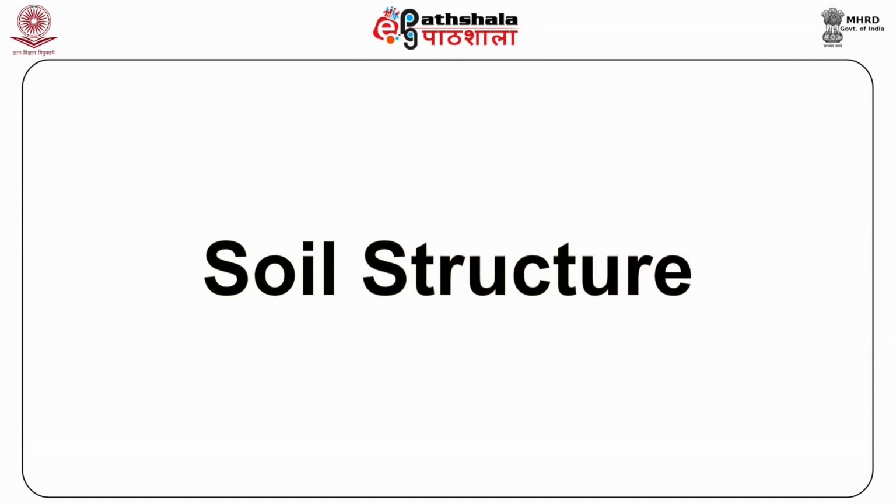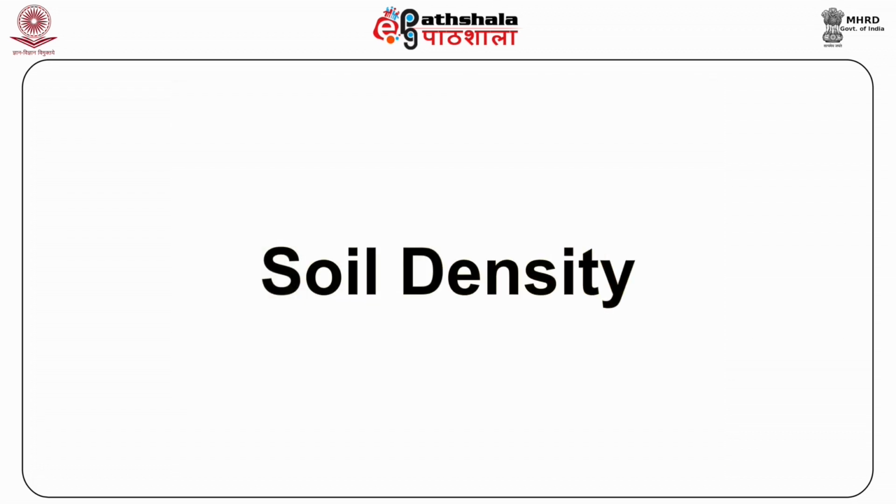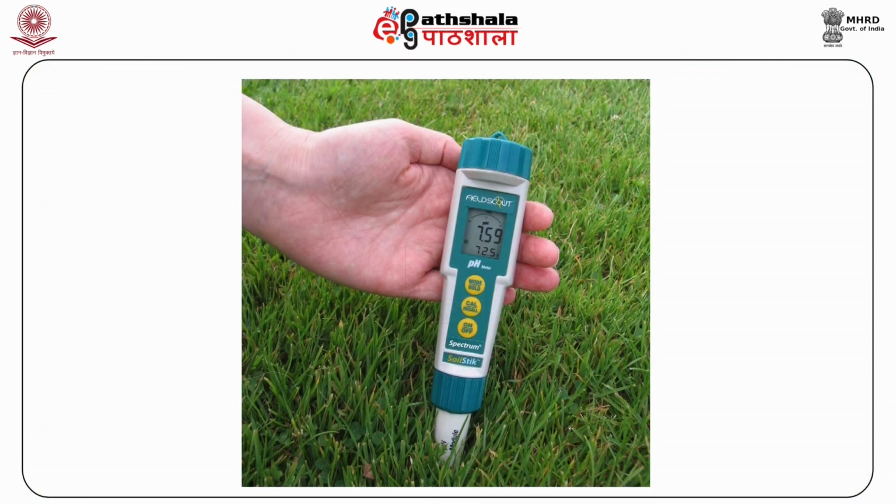Next is soil structure. The soil structure is described by shape, size, and grades of soil particles. Next is soil density. Density represents weight of soil per unit volume as gram per cubic centimeter. Degree of compaction and soil makeup greatly influence the density of the soil. Soil pH: the nature of soil, that is, its alkalinity or acidity, is determined with the pH of soil.